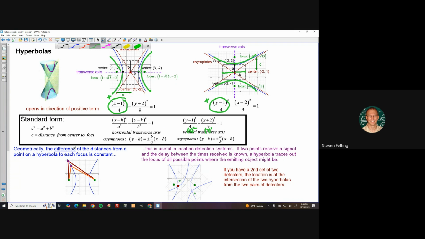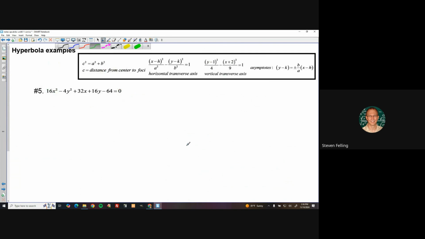And geometrically, this is similar to the ellipse. The thing is that instead of the sum of the distances from the point to the focus being constant, it's the difference of the distances, which has some useful applications in location detection systems. All right, let's take a look at how to sketch, though. That's the thing we're focused on. We're not going to use any of this distance to the focus points and everything.